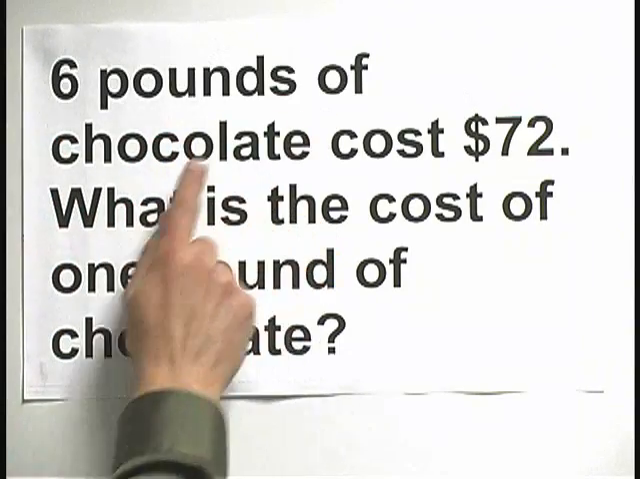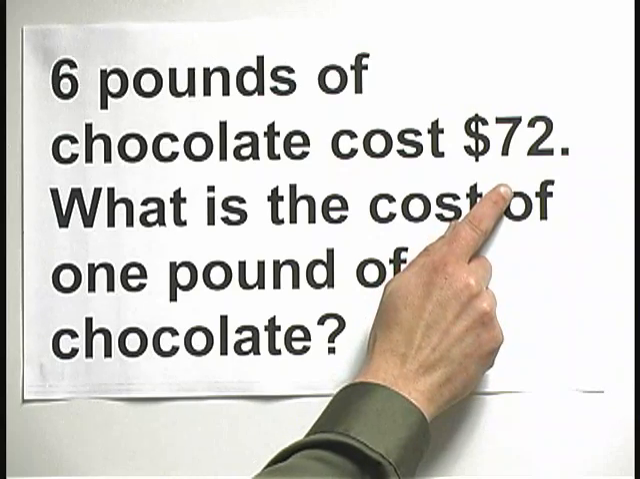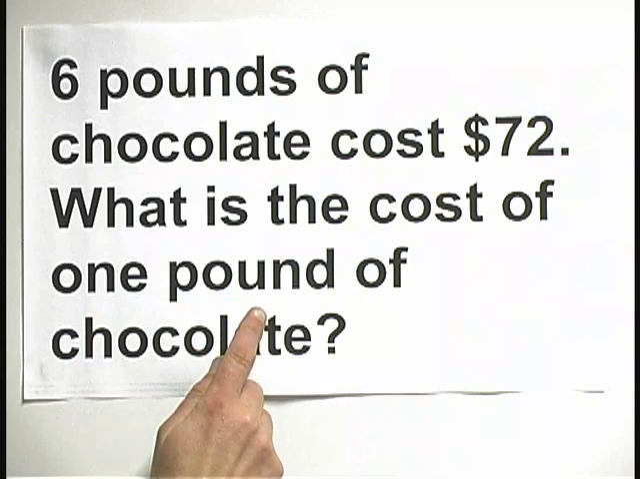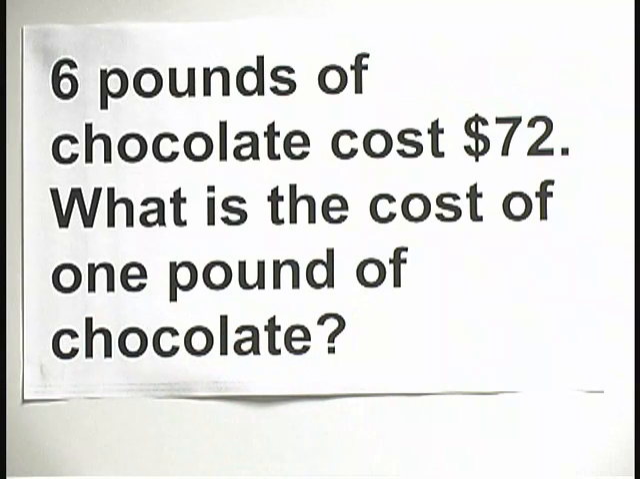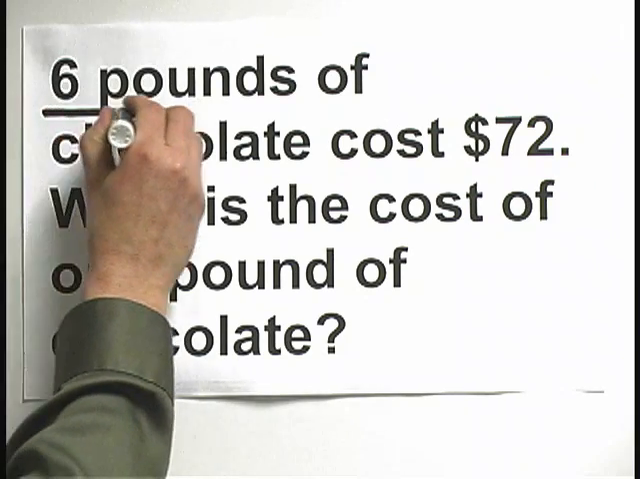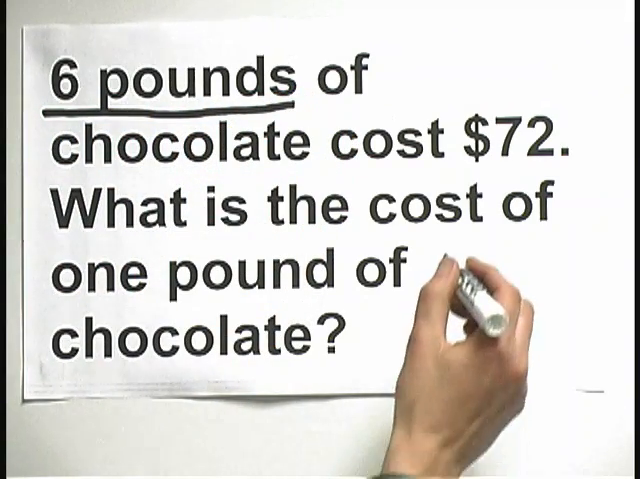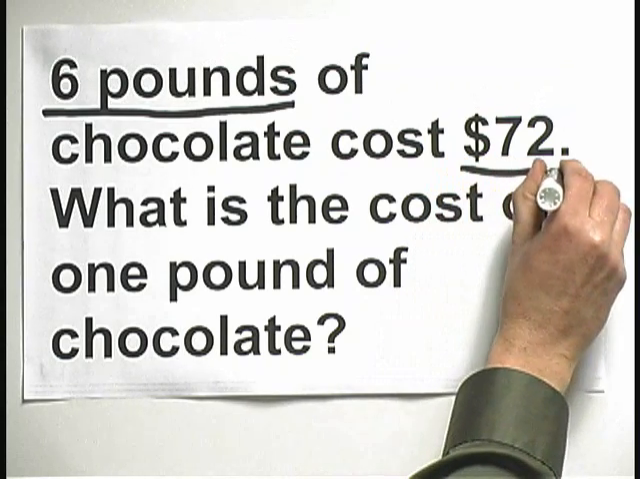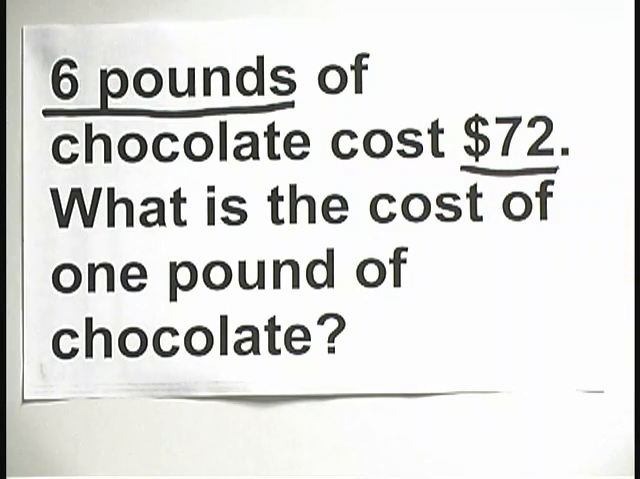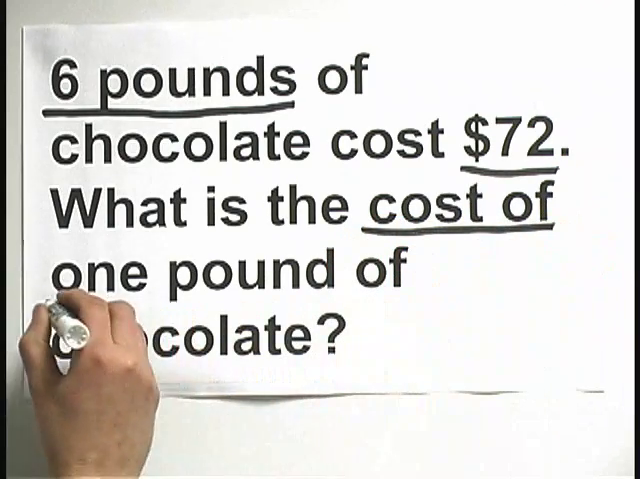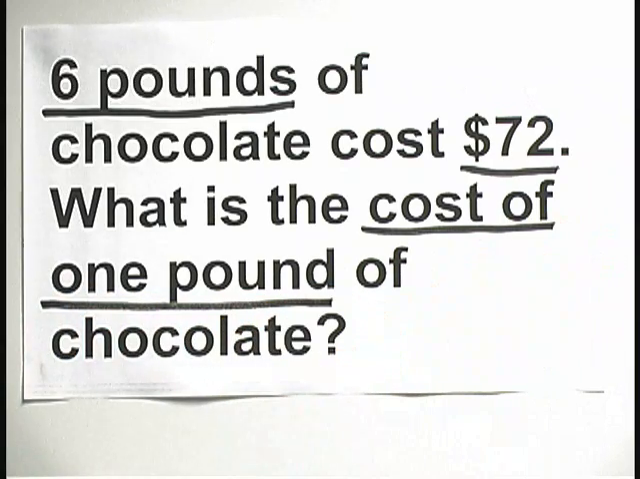6 pounds of chocolate cost $72. What is the cost of 1 pound of chocolate? In this problem, we can see that we're dealing with 6 pounds of chocolate. The total cost of all those pounds is $72. And we want to try to figure out what the cost is of just 1 pound of chocolate.